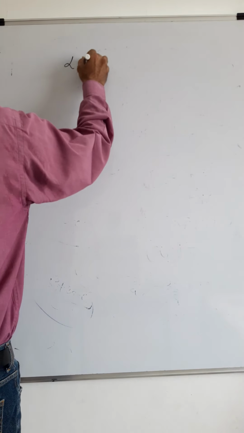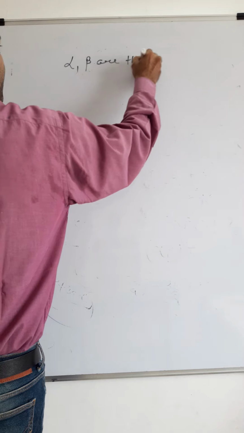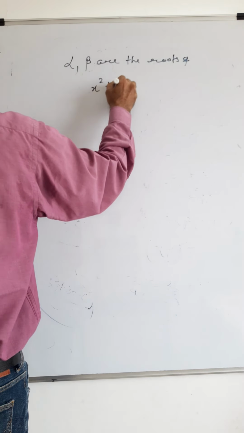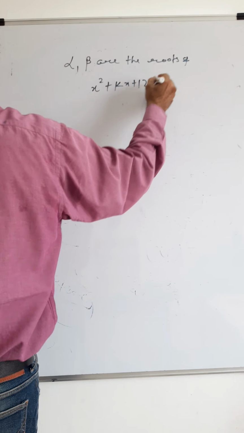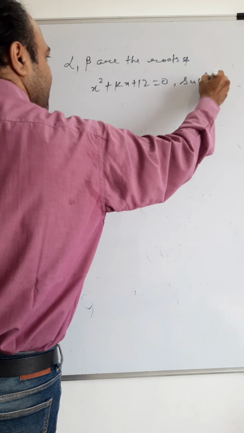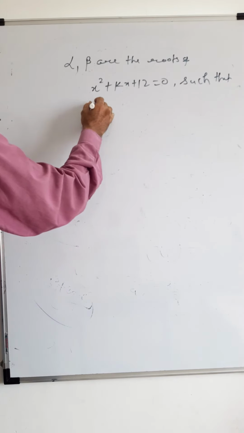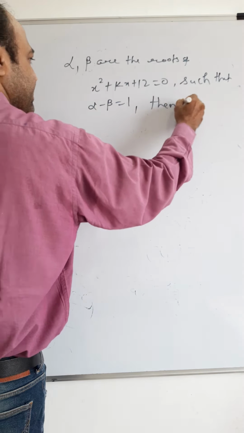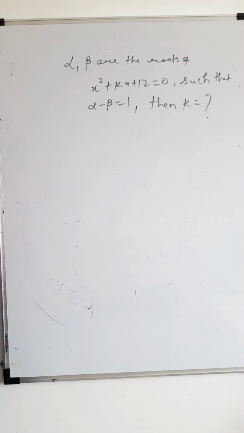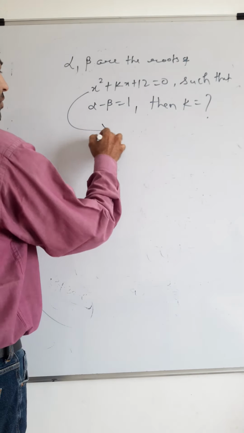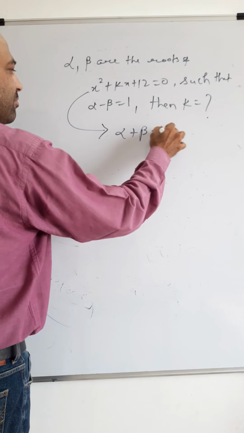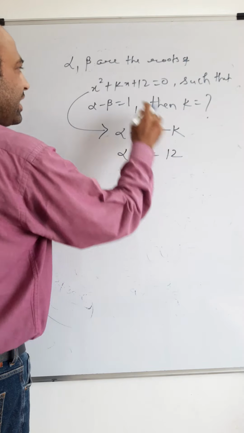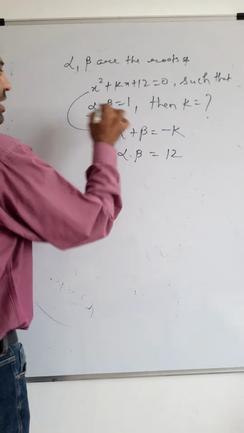See, alpha, beta are the roots of x square plus kx plus 12 equals 0, such that alpha minus beta is 1. Then k is, this k we are looking for. So from the given equation, alpha plus beta is minus b by a, minus k, alpha into beta is c by a, 12 by 1, and alpha minus beta is given.